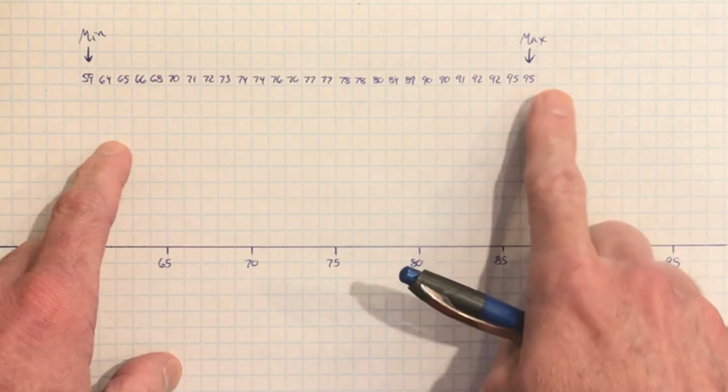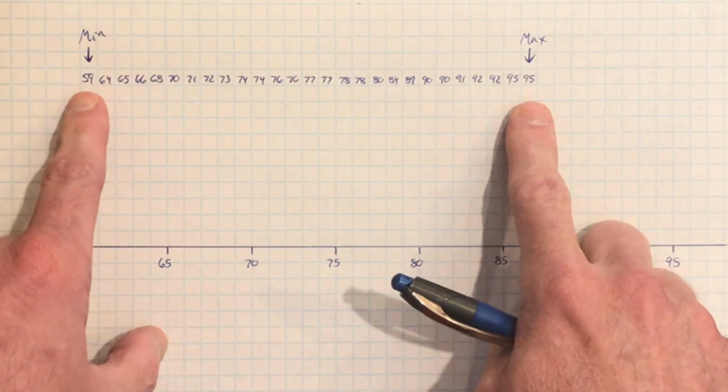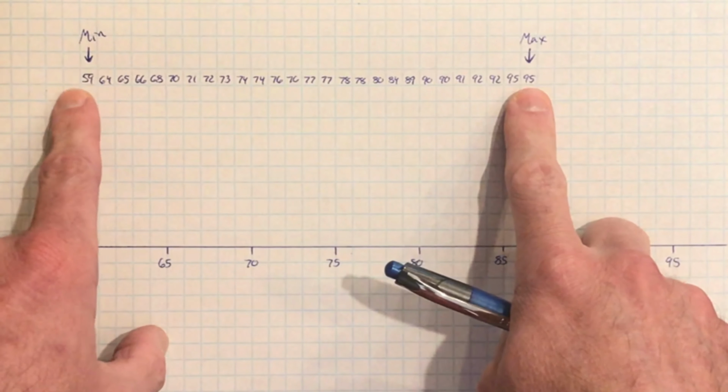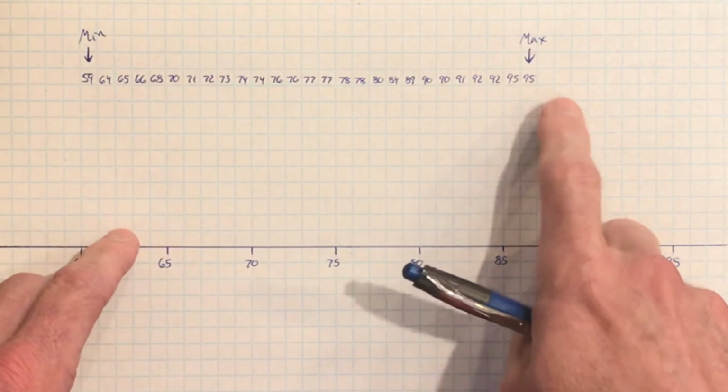Just different language for the same idea. I've done that for us already. 59 is the minimum, 95 is the maximum. All the data is in order.